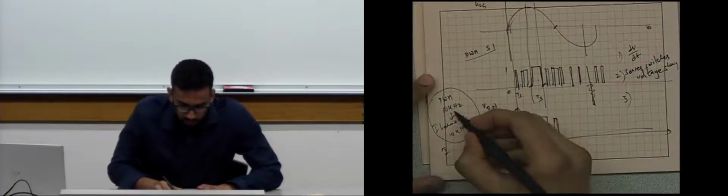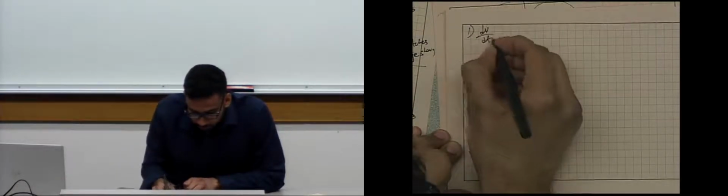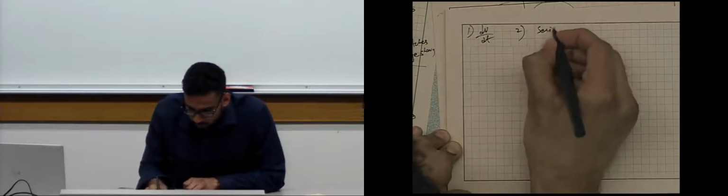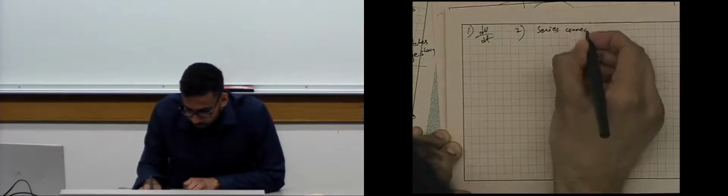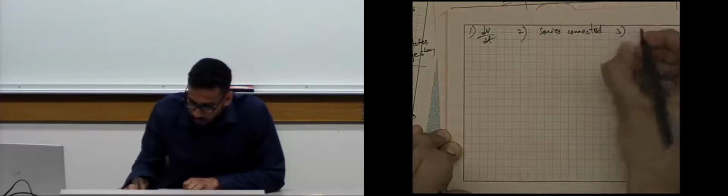So PWM with 10 kilohertz in case of series connected switches is like that. Let me write it here. So we have a dV by dt problem, we have a series connected switches problem, and harmonics.